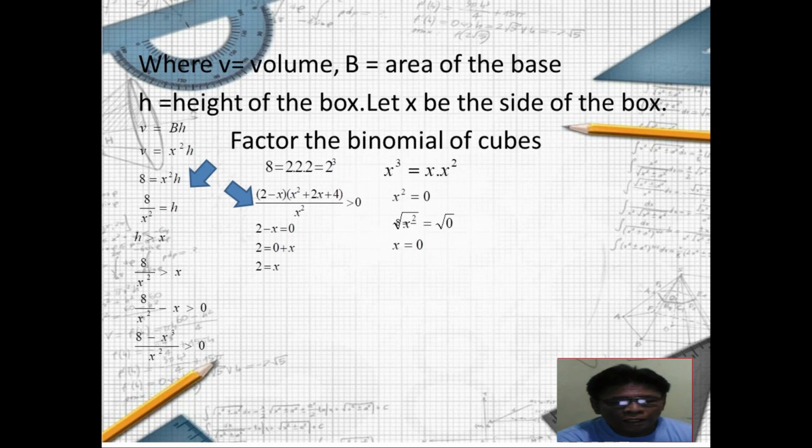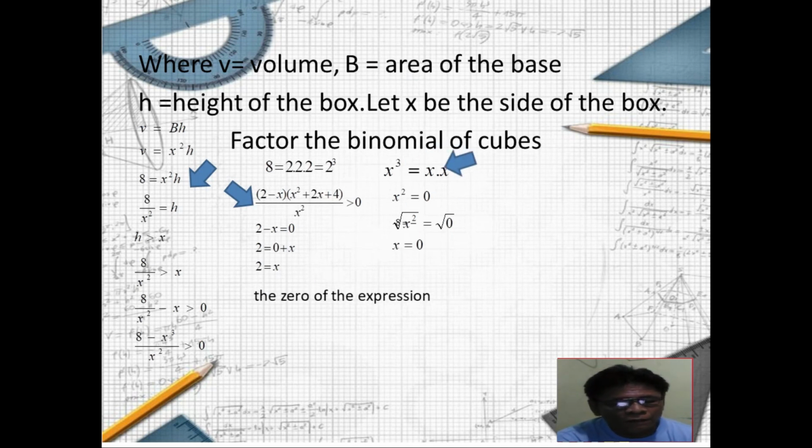So 2 minus x times x squared plus, multiplying the 2 and x, that is 2x, then plus 4, over x squared greater than 0. Then we solve for the zero of the expression. We use the binomial, 2 minus x, and equate it to 0. So our x is 2, meaning the zero of the expression is 2.